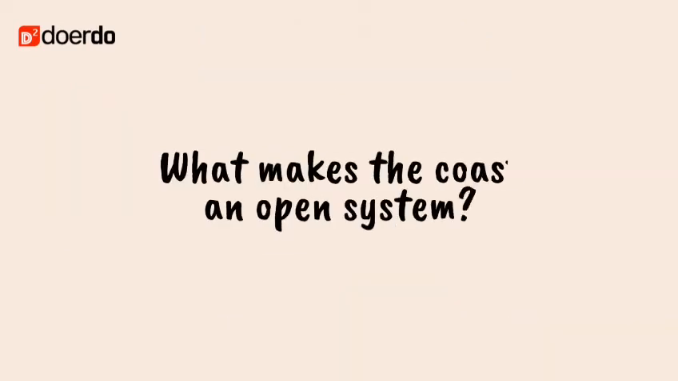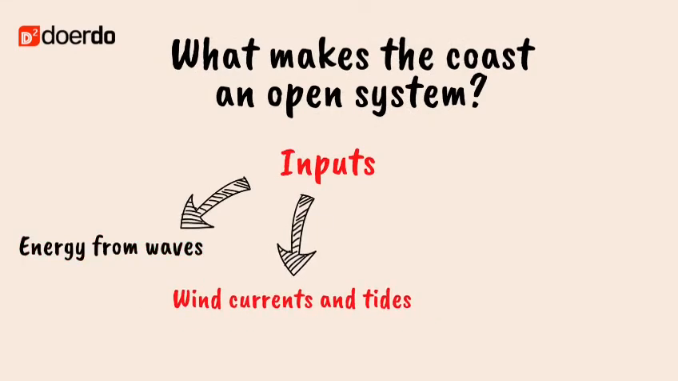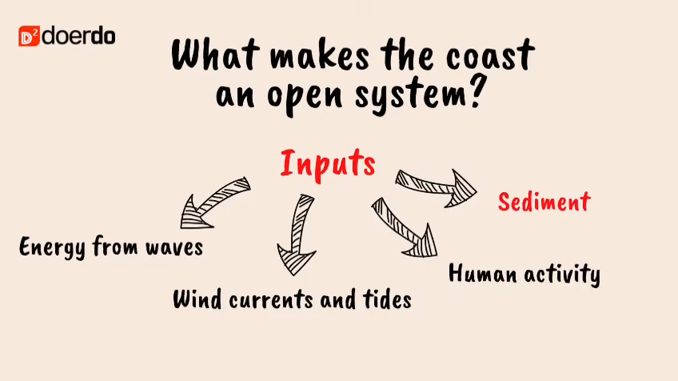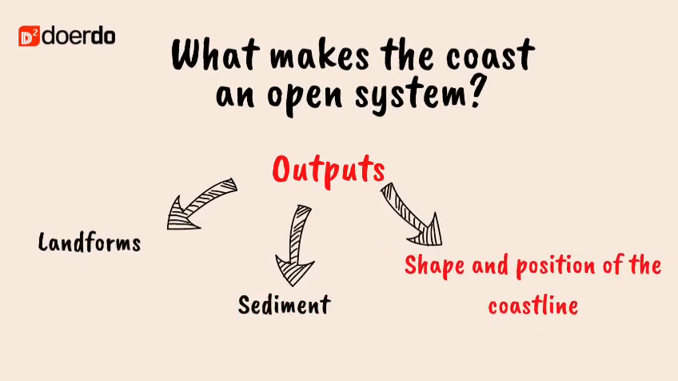Let us now understand what makes the coast an open system. Energy from waves, wind currents and tides, human activity, and sediment from other eroded coastlines or rivers are some of the inputs that influence the coastal environment. Landforms, sediment, and the shape and position of the coastline are examples of outputs.